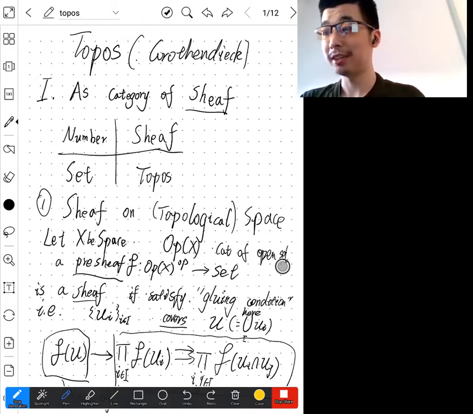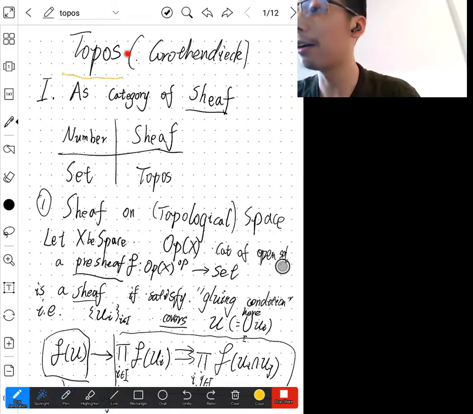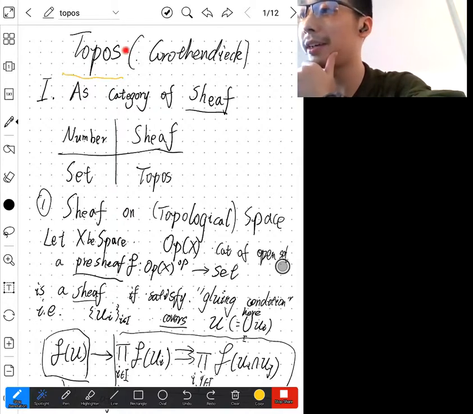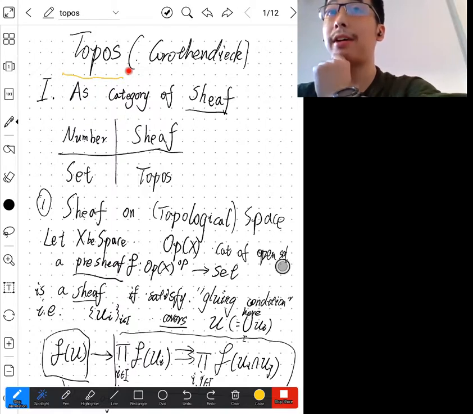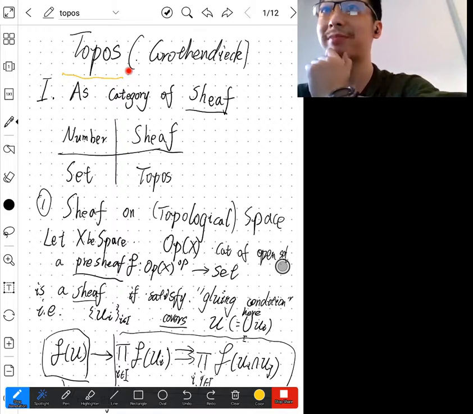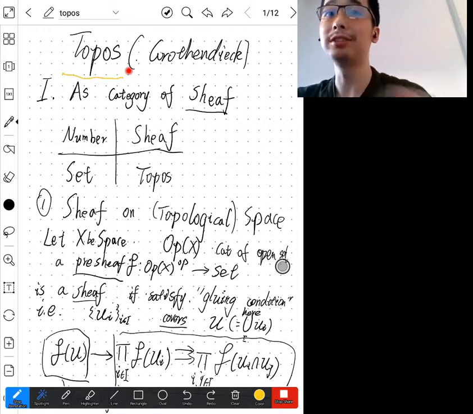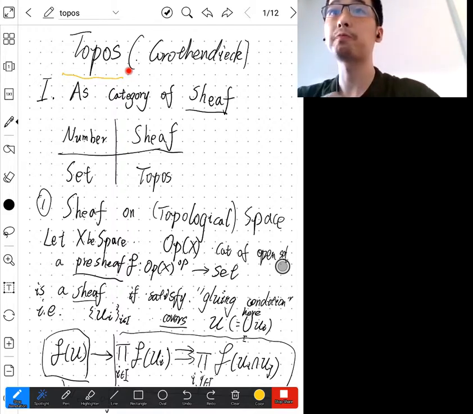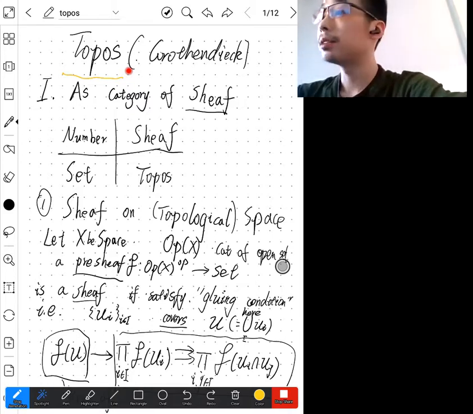Today is the first introduction of the central object, or central topic, which is the topos. So what is the topos? Let's give a very general motivation introduction. First, what topos is and why we need them.